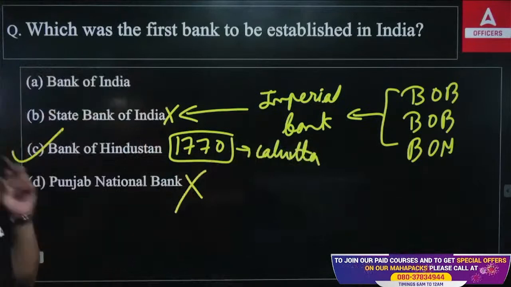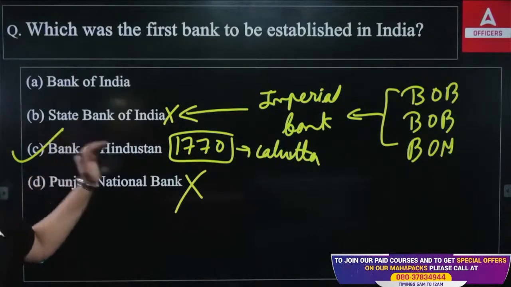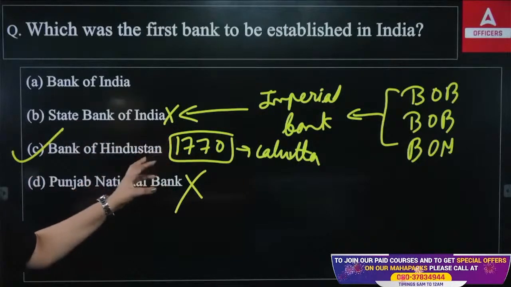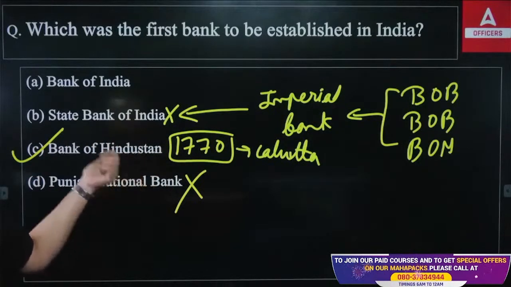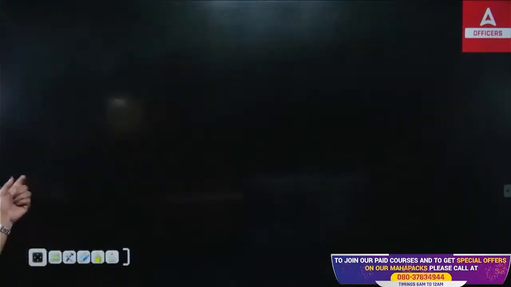Okay, so this is what we're talking about. The first Bank of India is Bank of Hindustan. The first formal financial institution of our country is Bank of Hindustan, in the year 1770. So the right answer will be your C option.